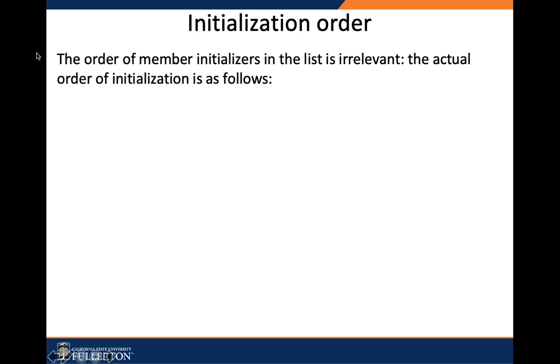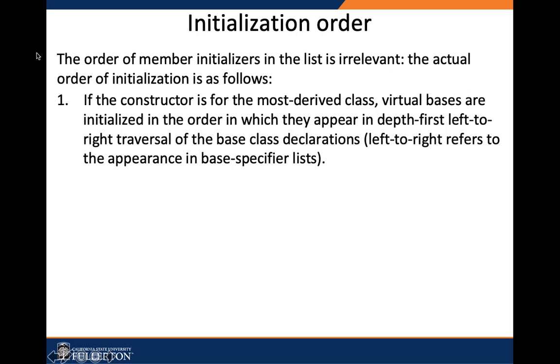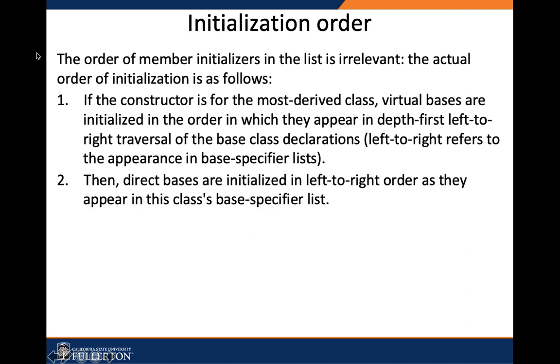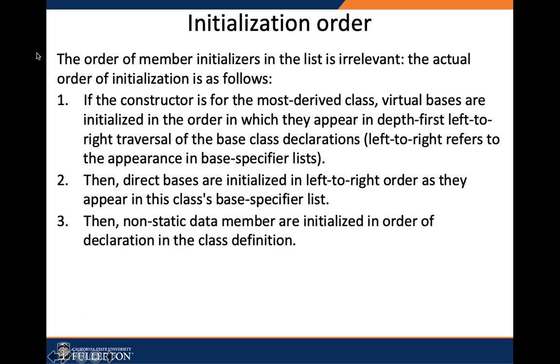The order of member initializers in the list is irrelevant. The actual order of initialization is as follows. If the constructor is for the most derived class, the virtual bases are initialized in the order in which they appear in the depth first, left to right traversal of the base class declaration. Left to right refers to the appearance in the base specifier list. Then direct bases are initialized in left to right order as they appear in the class base specifier list. The non-static data members are initialized in order of declaration in the class definition. And finally, the body of the constructor is executed.